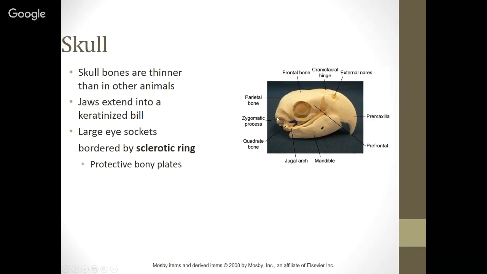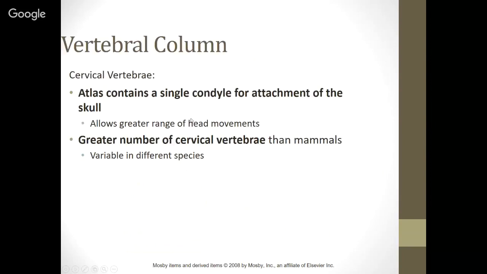We have the frontal bone, the parietal bone, the zygomatic process down here. We have the jugal arch right here, the quadrate bone down here that articulates with the neck. We have a prefrontal bone here, premaxilla or upper mandible, and the lower mandible. On the vertebral column, again, the cervical vertebrae, the atlas only contains a single condyle for attachment of the skull. This allows for a greater range of head movements. We have 2 condyles on our skull, so we can nod our head and we can turn it from side to side, but we can't rotate it all the way around.